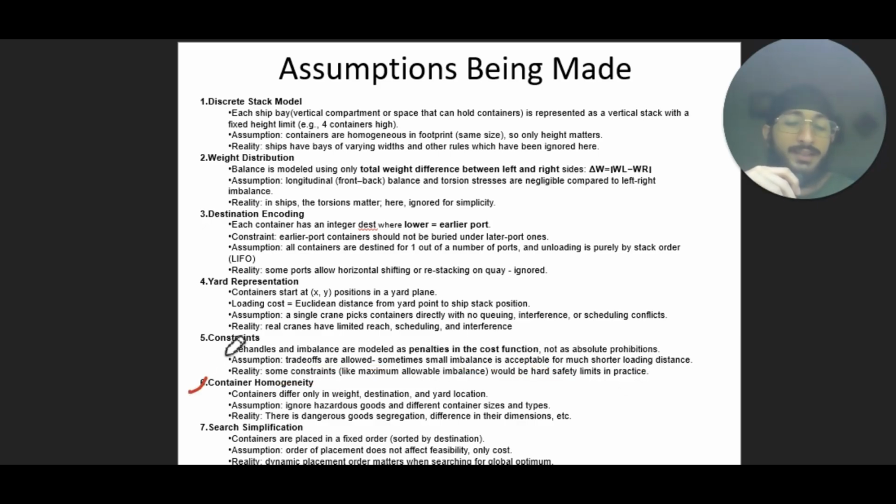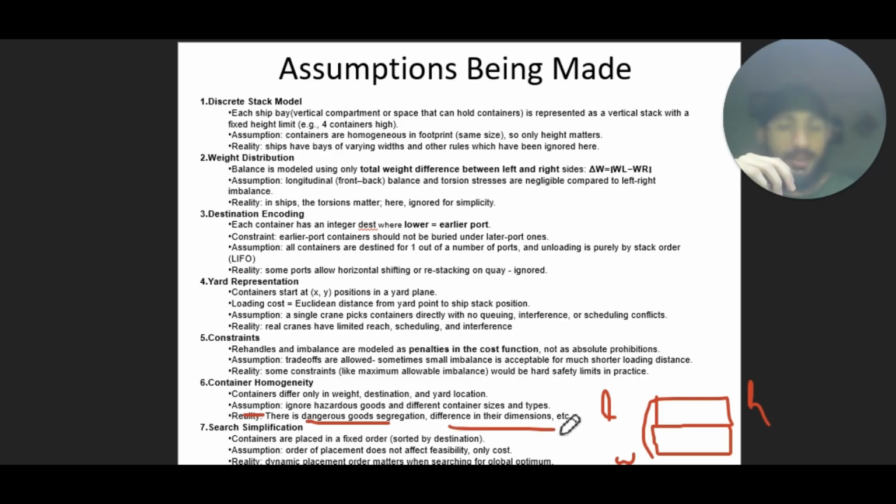And the next assumption is container homogeneity. So containers differ only in weight, destination, and yard location is what we have considered. But the assumption here is that I've ignored hazardous goods and different container sizes and types. I'm basically considering homogeneous types of containers. That is, they have the same length, the same width, and the same height, right? In reality, there is dangerous goods segregation and differences in dimensions and types, etc. Right? That is the assumption.